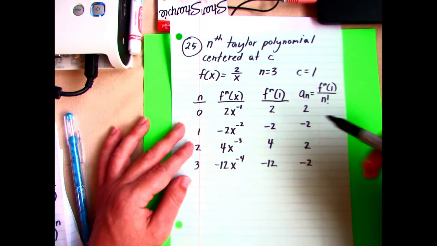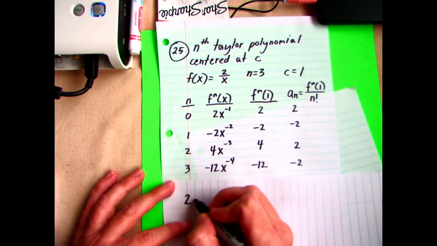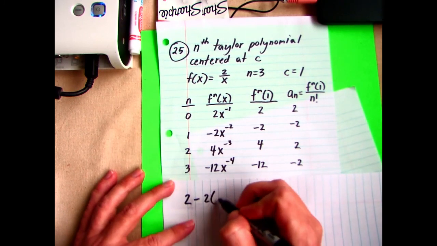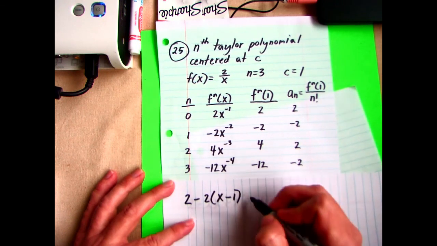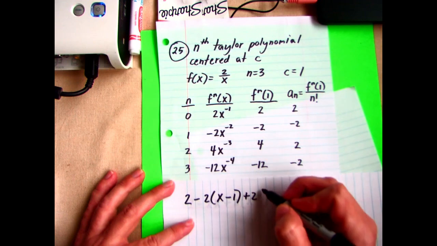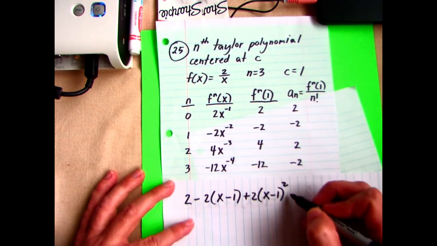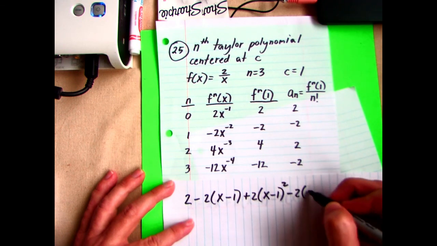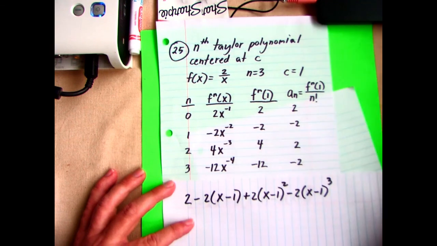So my Taylor polynomial looks like this. 2 minus 2 times x minus 1 plus 2 times x minus 1 squared minus 2 times x minus 1 cubed. And that is my Taylor polynomial.